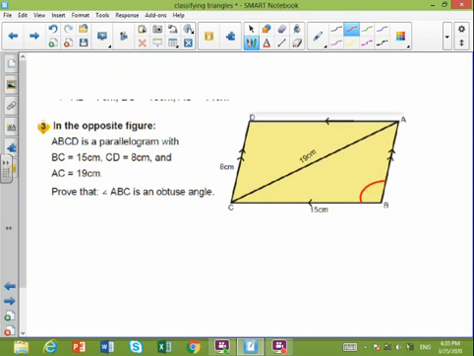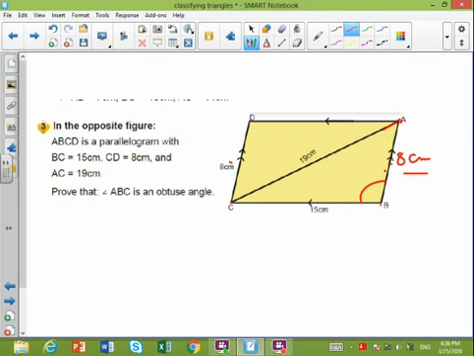Okay, obtuse angle comes in this exercise. To prove that this is obtuse, I must get the square of the three sides. If the sum of the squares of the two sides is smaller than the third one, then it is obtuse. First, what is AB equal to? AB equals 8 because this is a parallelogram. Since ABCD is a parallelogram, each two opposite sides are equal. AB is equal to DC, equal to 8.